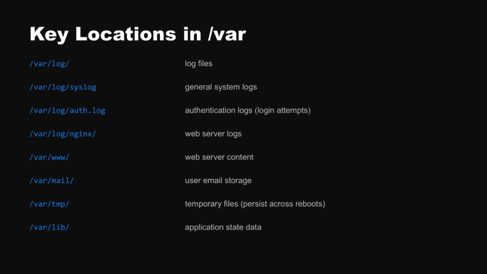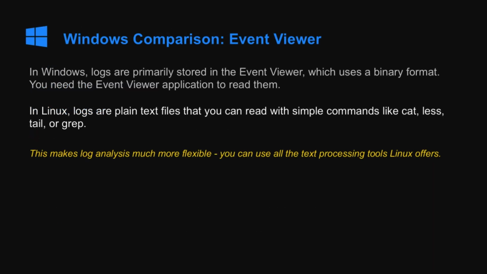There's /var/log/auth.log, which is where the authentication logs are, the login attempts. There's /var/log/apache2 or /var/log/nginx, the web server logs. And there's /var/www, the web server content on many systems. There's also /var/mail for user email storage, /var/tmp for temporary files that persist across reboots, and /var/lib for application state data.